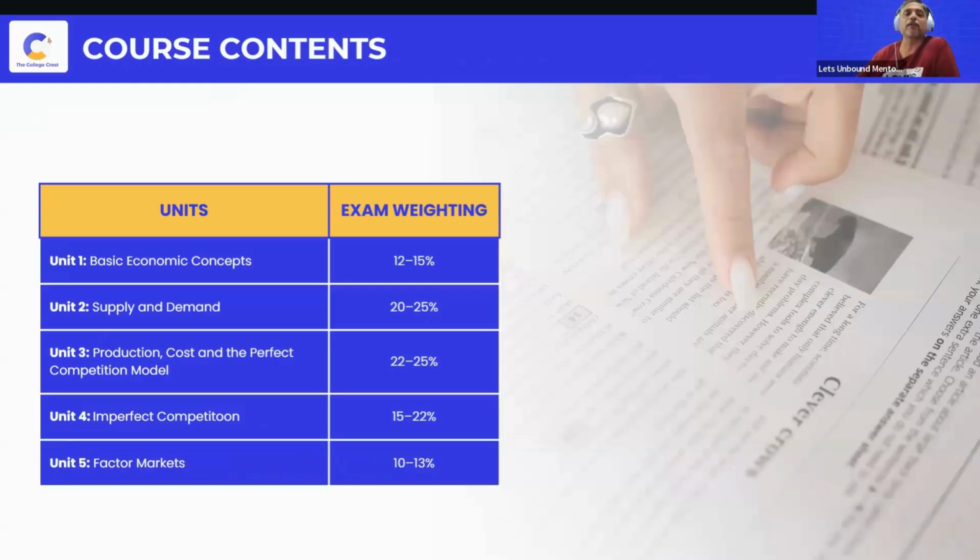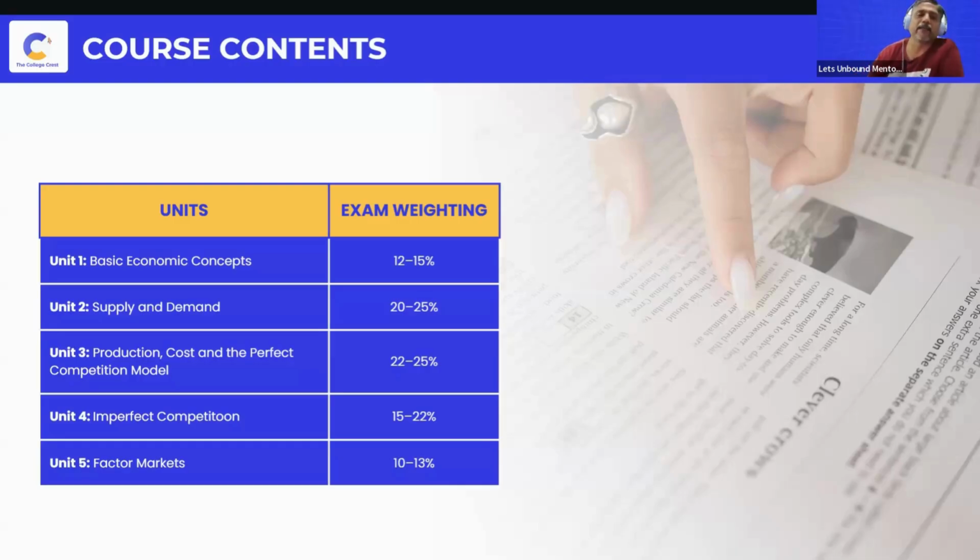Okay, unit 1 talks about the basic economic concepts, and the exam weightage for this particular unit is about 12 to 15%. Unit 2 deals with the fundamental concept of demand and supply. So theory of demand, theory of supply, finding market equilibrium, etc. All of that is covered in unit number 2. The exam weighting is, you can see, around 20 to 25%, and combined together with the basic concepts, you would see that this is almost 40% of your test.